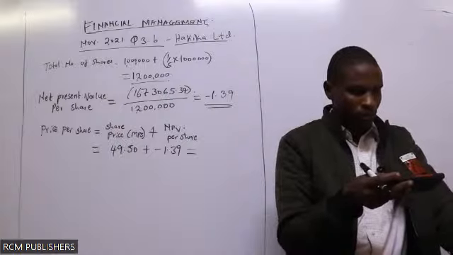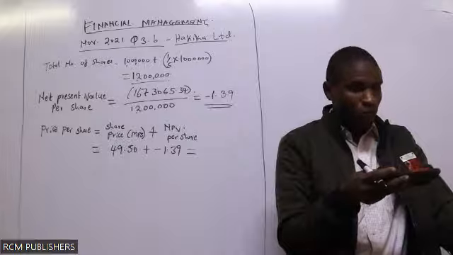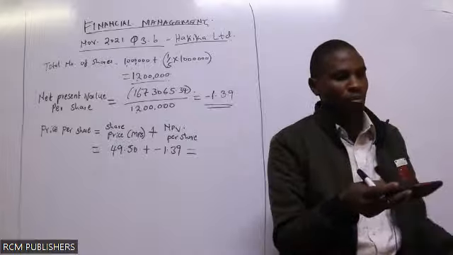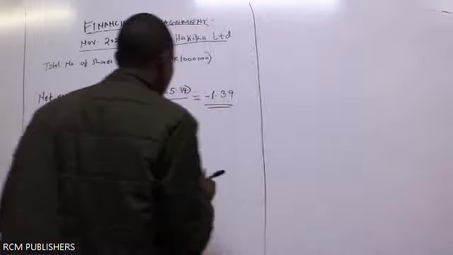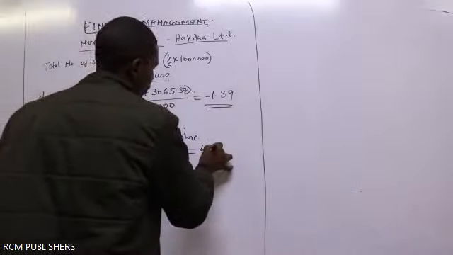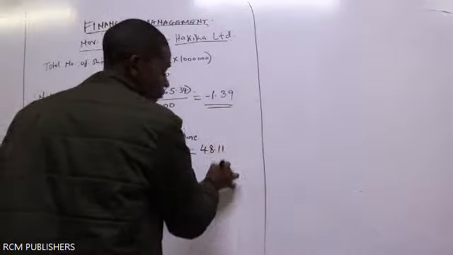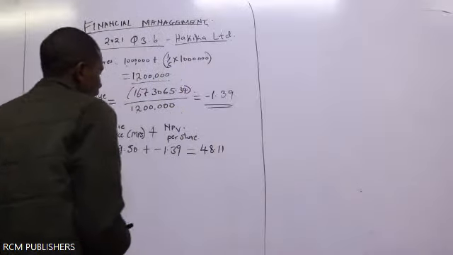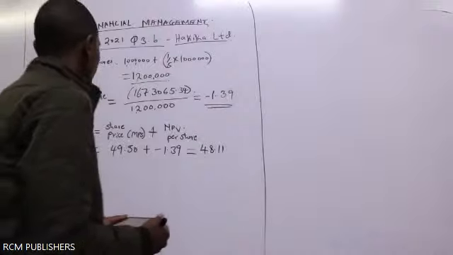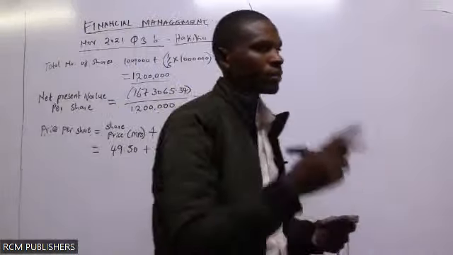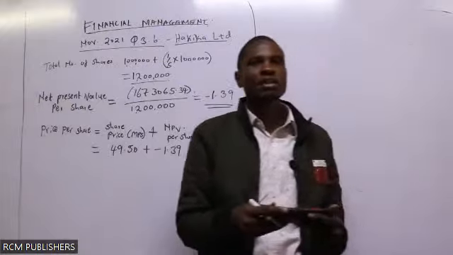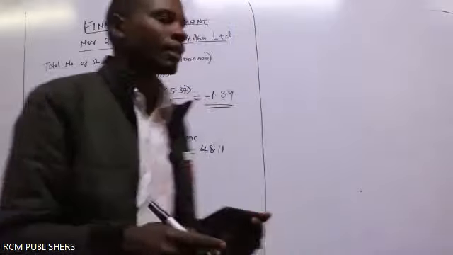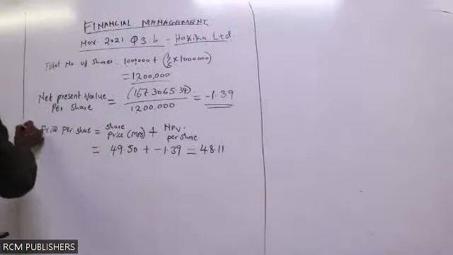48.11, sorry, 48.11. So that is our price per share as requested by the examiner. Roman number 1, done. Let's go to Roman number 2.